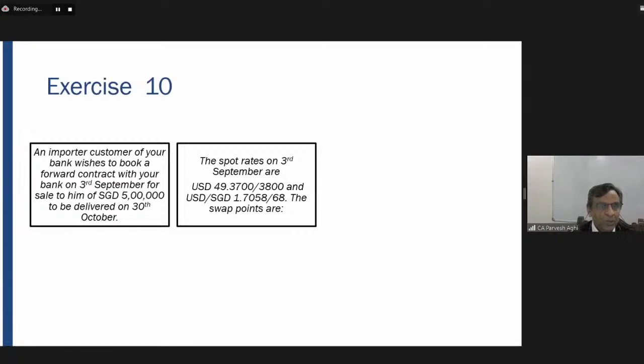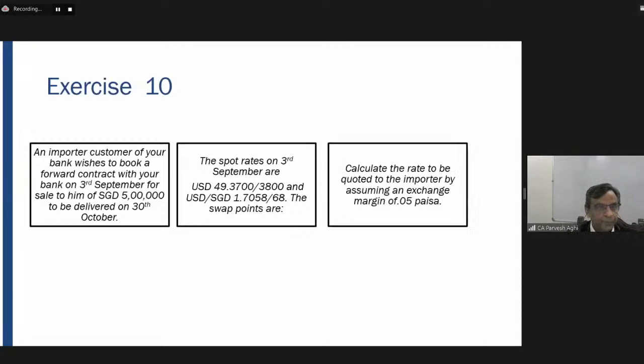The spot rate on 3rd September is US dollar 49.37 oblique 49.38, which means that $1 is equal to so many rupees. So this is a pretty old quote. Okay, the question is coming from your study material. Then the USD Singapore is 1.7058 oblique 1.7068. The swap points are also given. Calculate the rate to be quoted to the importer by assuming an exchange margin of 5 paisa.